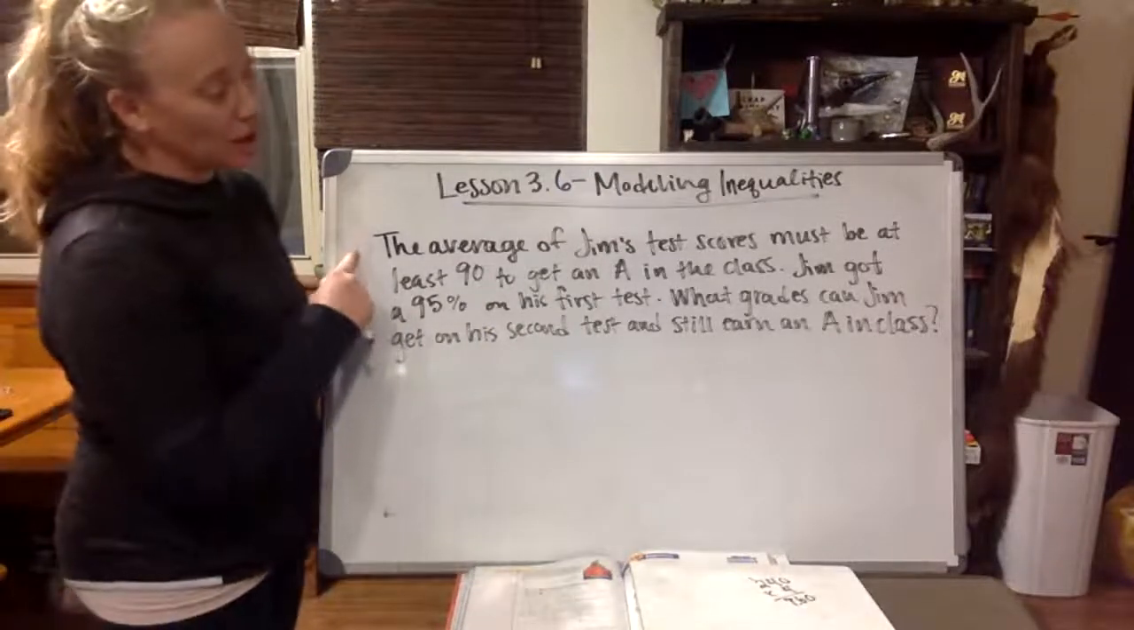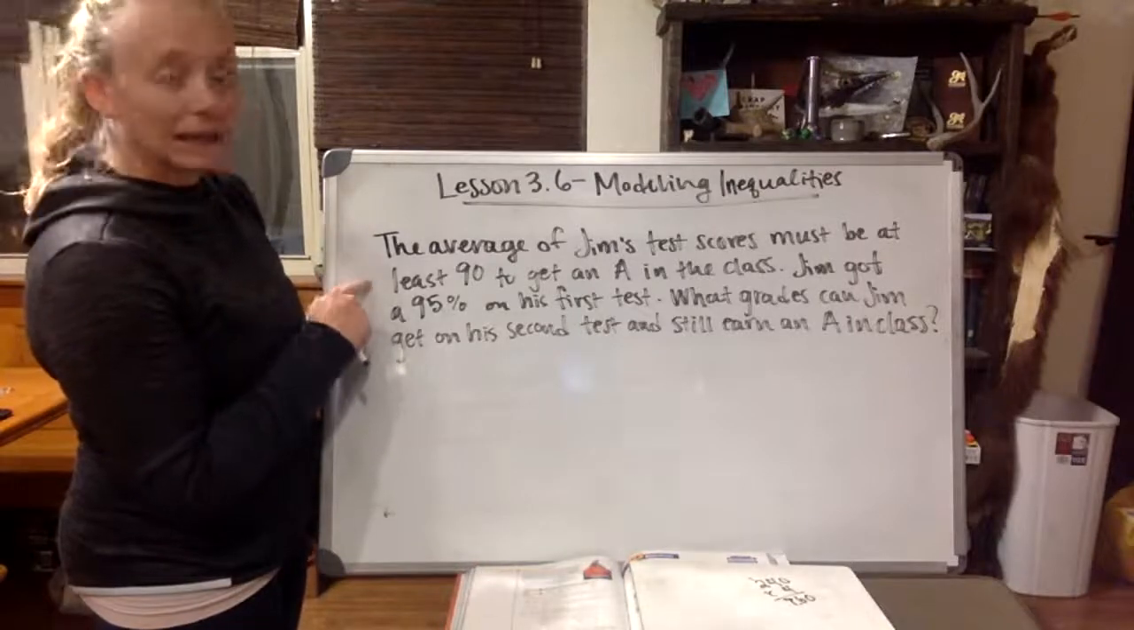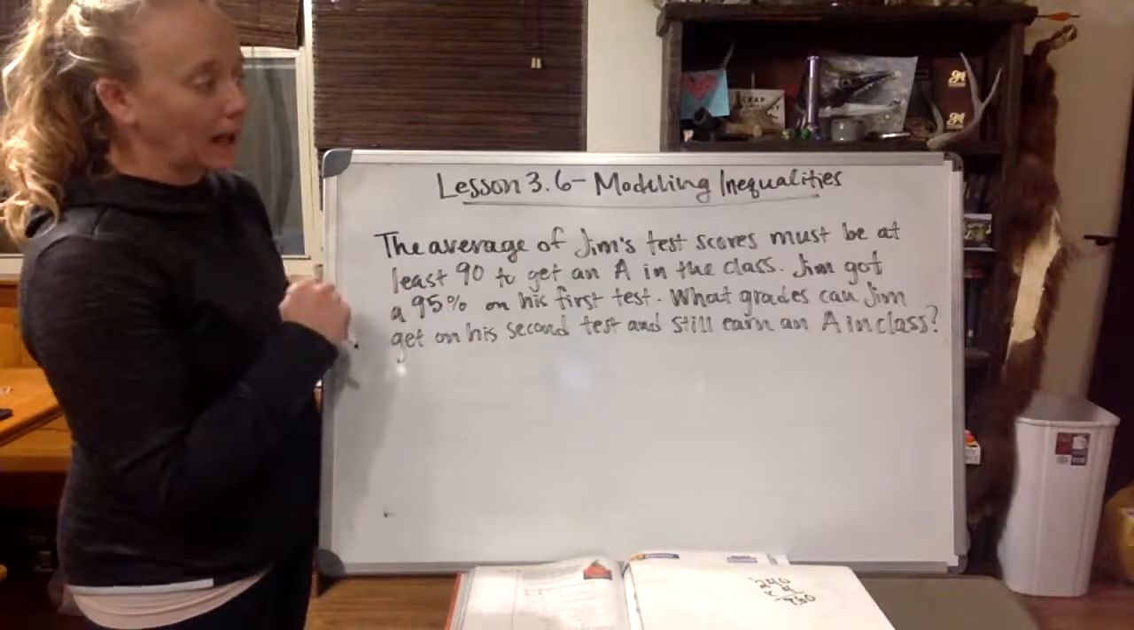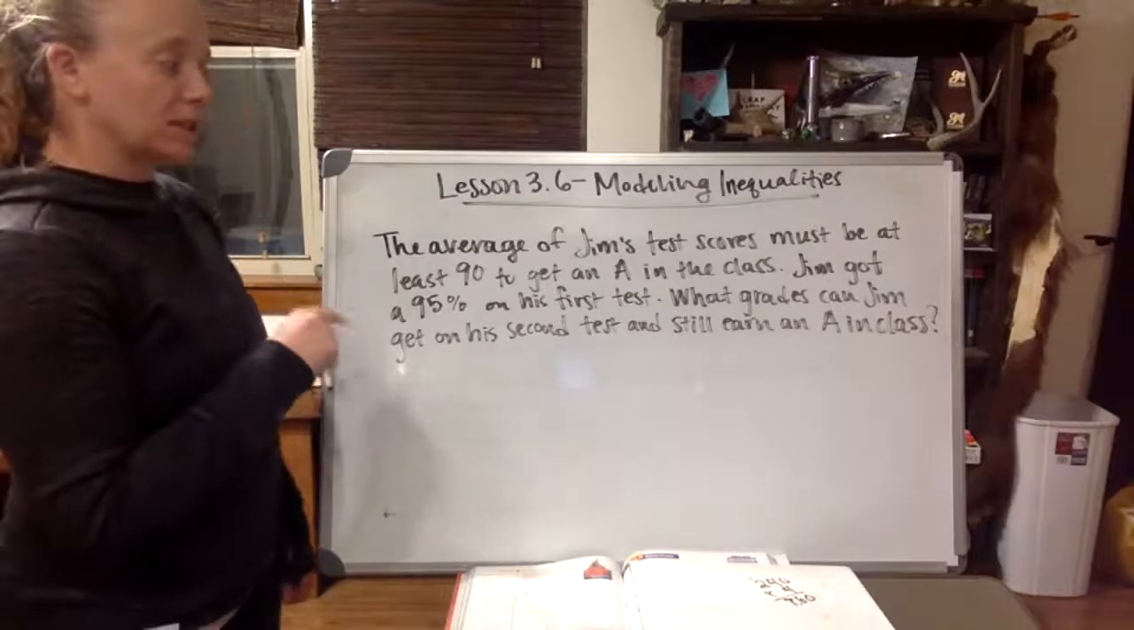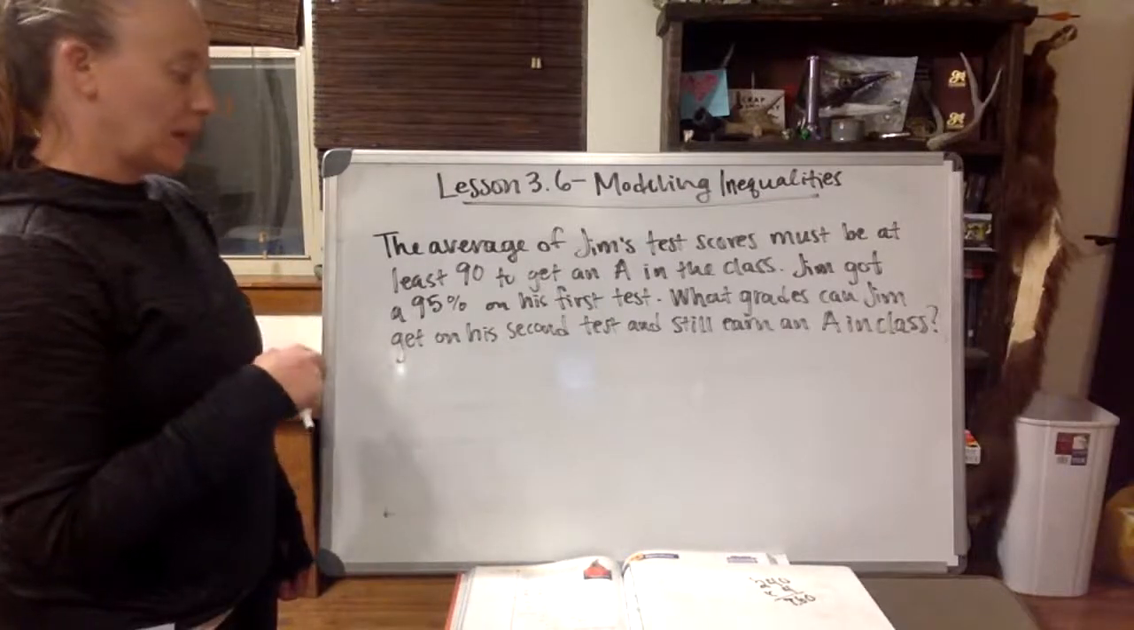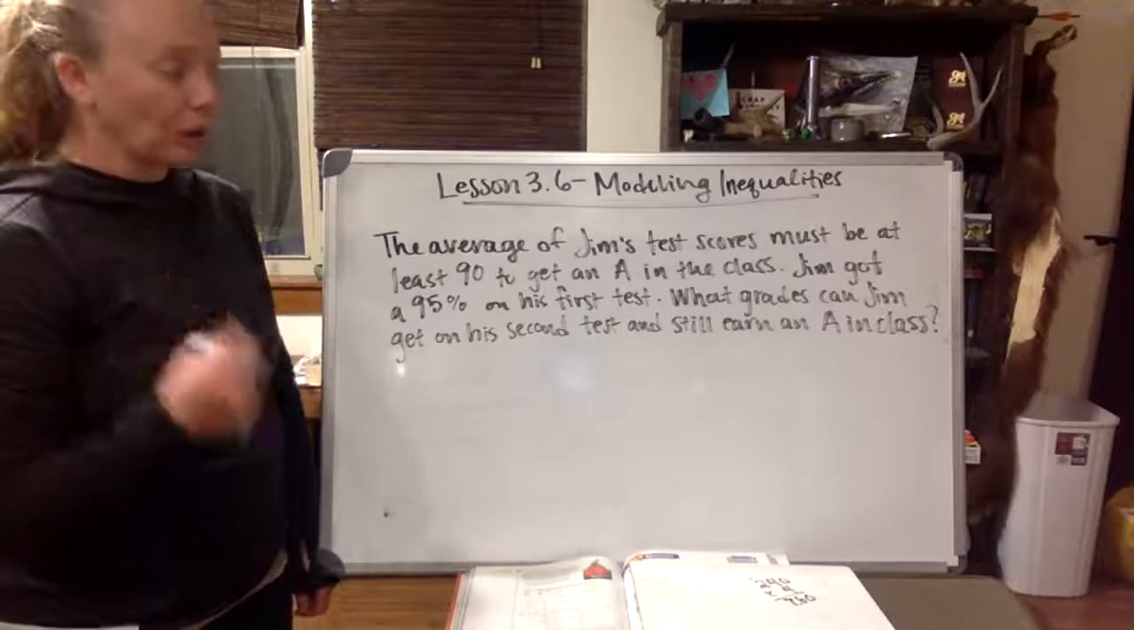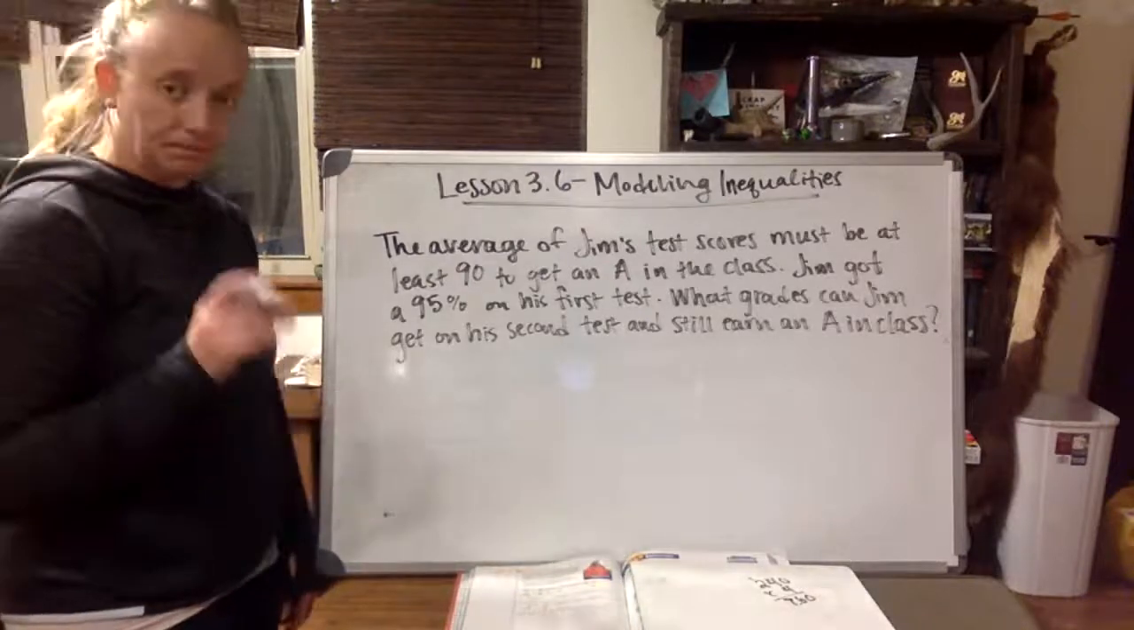The average of Jim's test scores must be at least 90 to get an A in class. Jim got a 95 on his first test. What grades can Jim get on his second test and still earn an A in class?